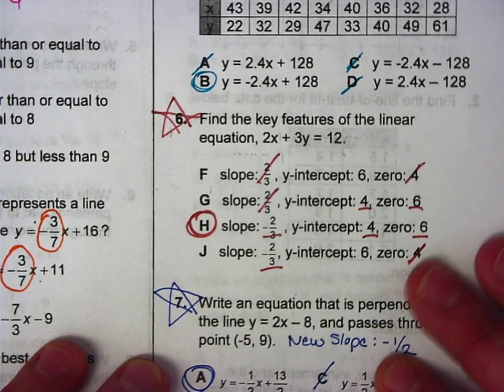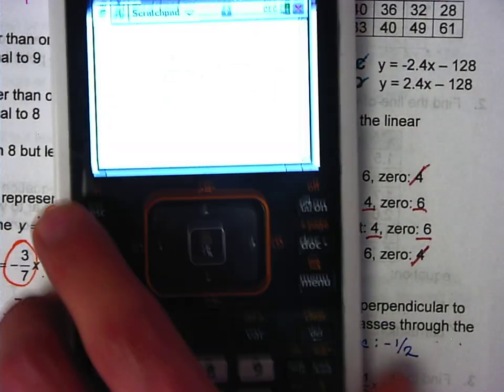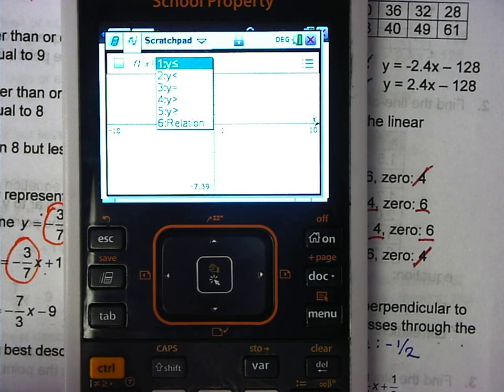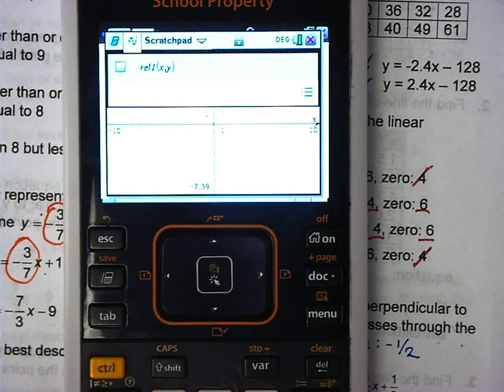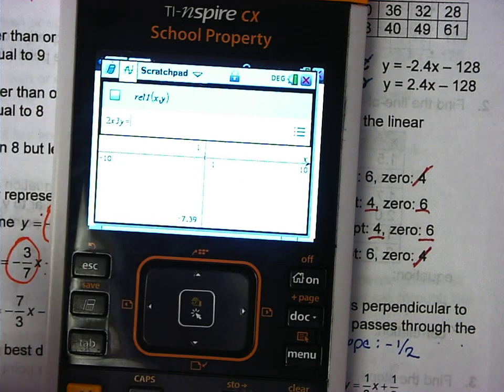For number 6, find the key features of the linear equation 2x plus 3y equals 12. So for that one, I can go ahead and graph it and get the information that I need automatically. So I'm going to go ahead and just delete that out, graph it as a relation, 2x plus 3y equals, what was it again? Positive 12.